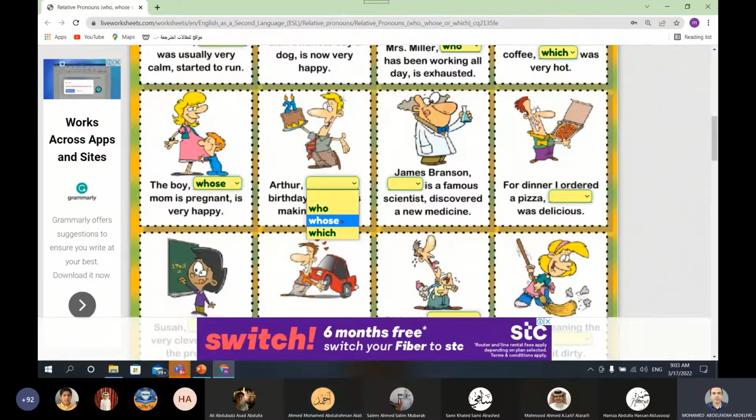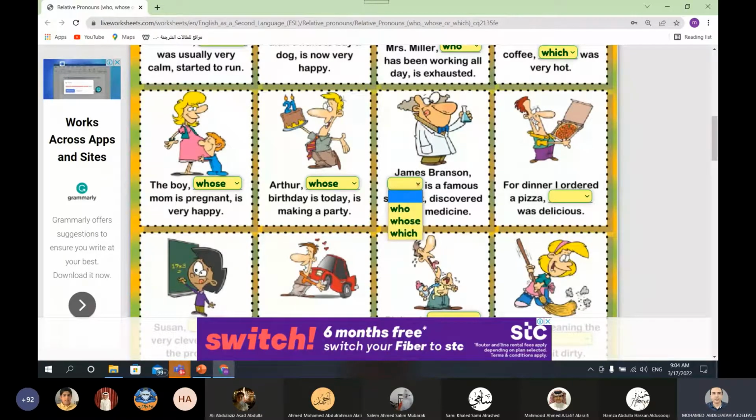Whose? Yeah, this is a possessive sentence, and here we use the relative pronoun whose to refer to possession. Arthur, whose birthday is today, is making a party. Okay. The next one: James Branson, who is a famous scientist, discovered a new medicine. We are talking about James Branson, who is a famous scientist. What is the correct answer?